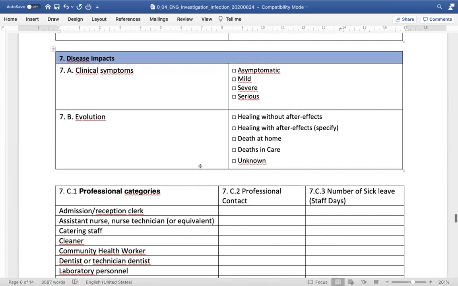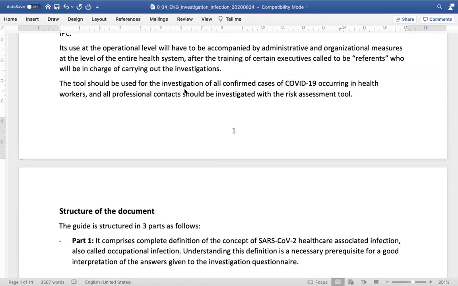Okay. The difference with this tool from tool 2 is that we also want to know the impact that the COVID-19 infection has on the healthcare worker. So we'll be looking at the disease impact. Please, can you move?